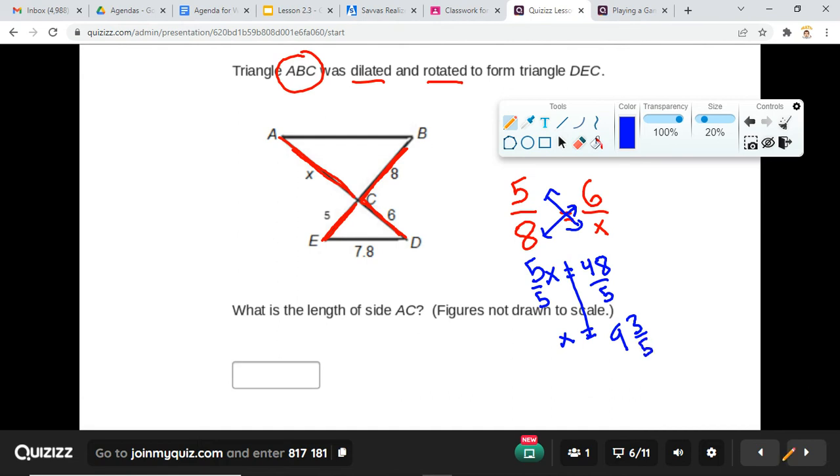Let's double check that, though. 48 divided by 5 is equal to 9.6. Good. So what is the length of side AC here, which is length x? It would be 9 and 3/5, or 9.6 units.